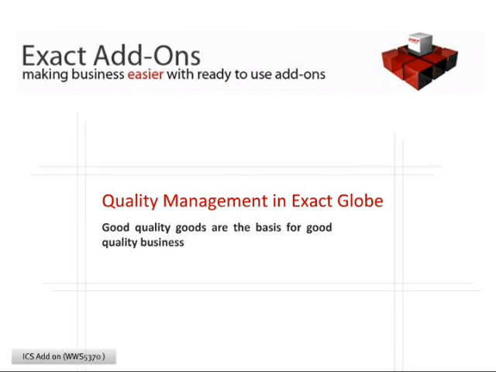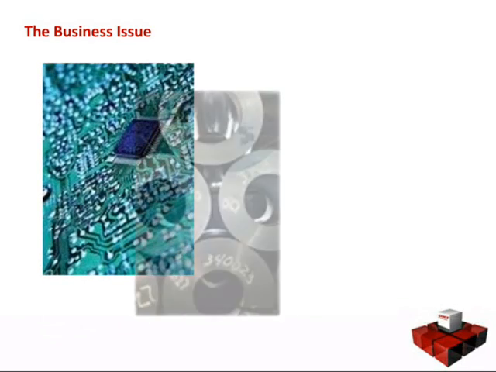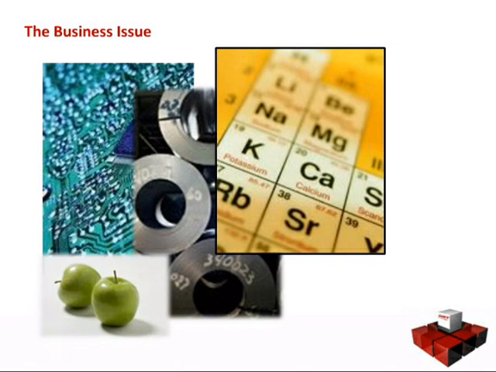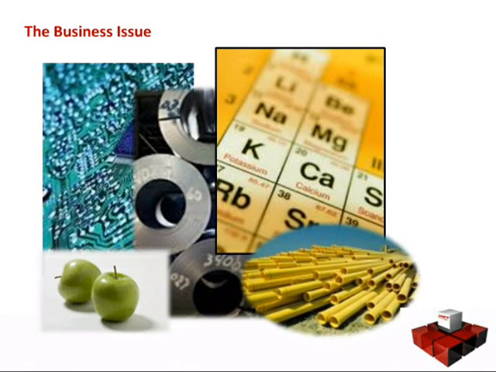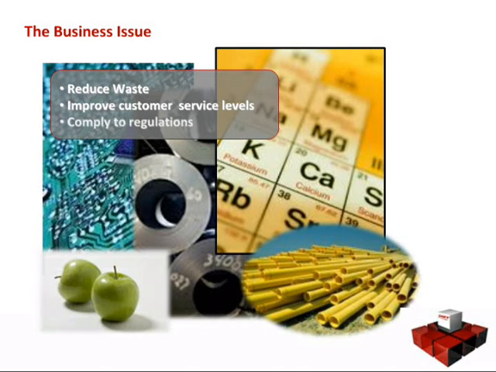Welcome to this introduction to quality management in Exact Globe. In many companies, it's essential to monitor the quality of goods received and produced. These goods may be purchased from suppliers or manufactured by the company. In addition to the identification of specific batches or serial numbers, mandatory checks on predefined criteria are required in order to reduce waste, improve customer service levels, and to comply with regulations.